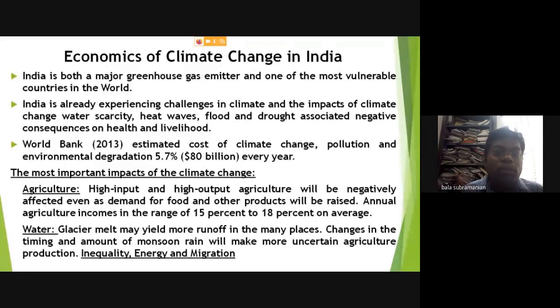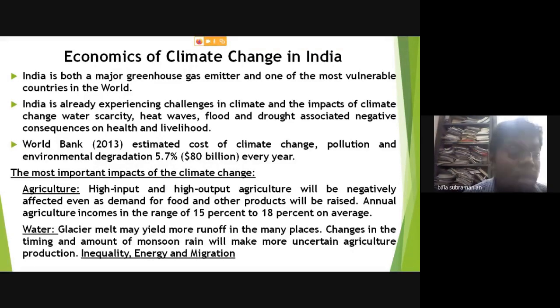So for the economics of climate change in India, most of the JNU professors and IIT professors are working in economics of climate change. We work together on many projects for the National Action Plan on Climate Change. They're designing 8 missions: agriculture, biodiversity, forestry, energy, based on our output. So India is both a major greenhouse gas emitter and one of the most vulnerable countries in the world.